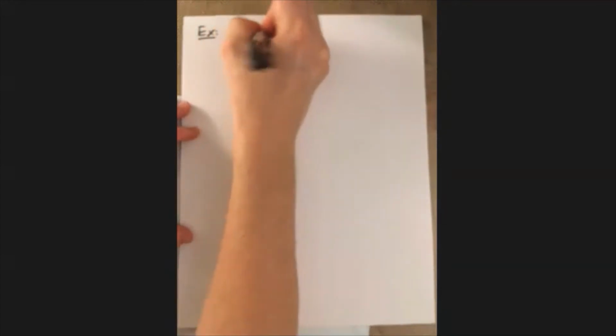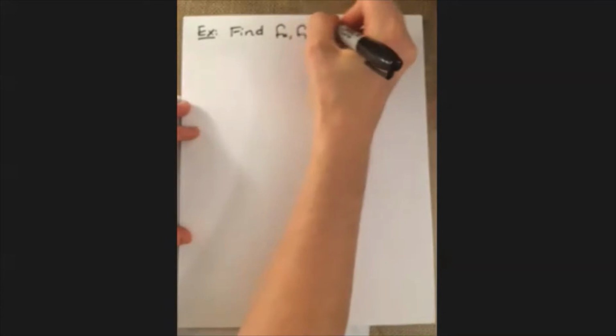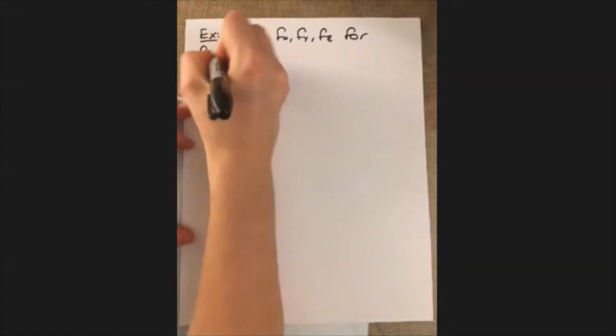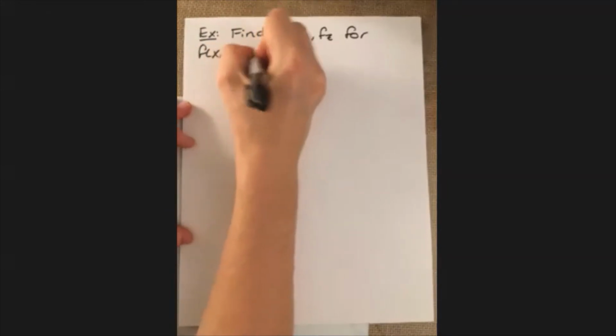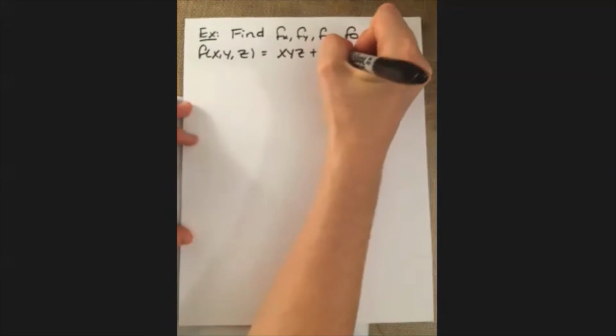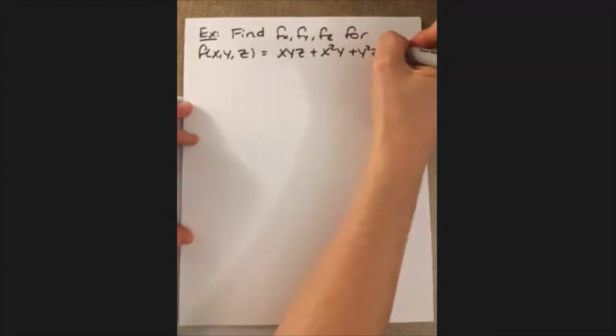So let's go ahead and get started with an example to see what this looks like. We're going to find f sub x, f sub y, f sub z for f of x, y, z equal to xyz plus x squared y plus y squared z plus z squared.